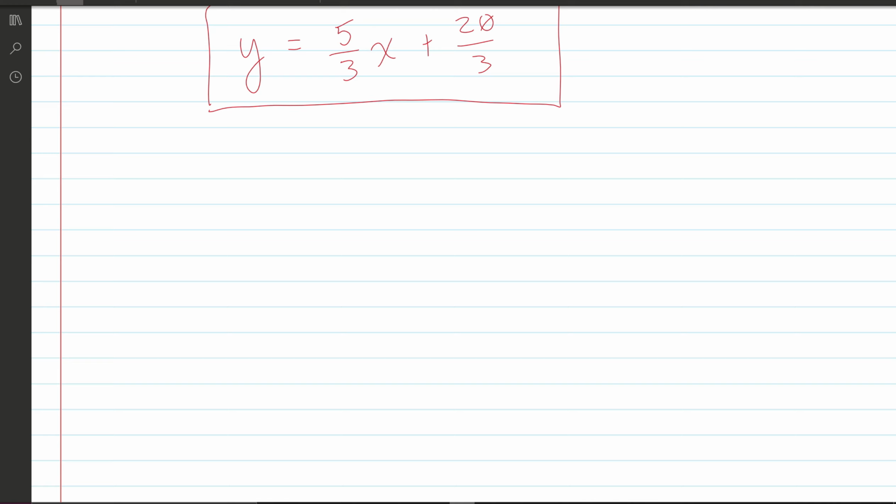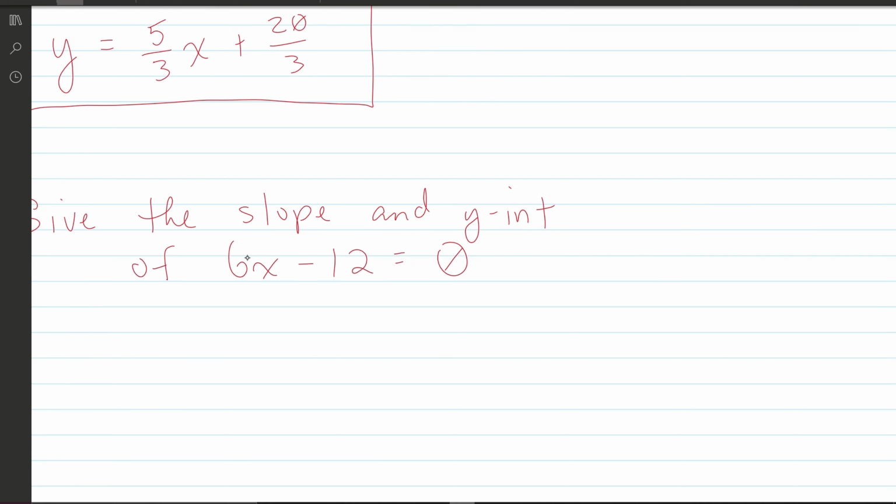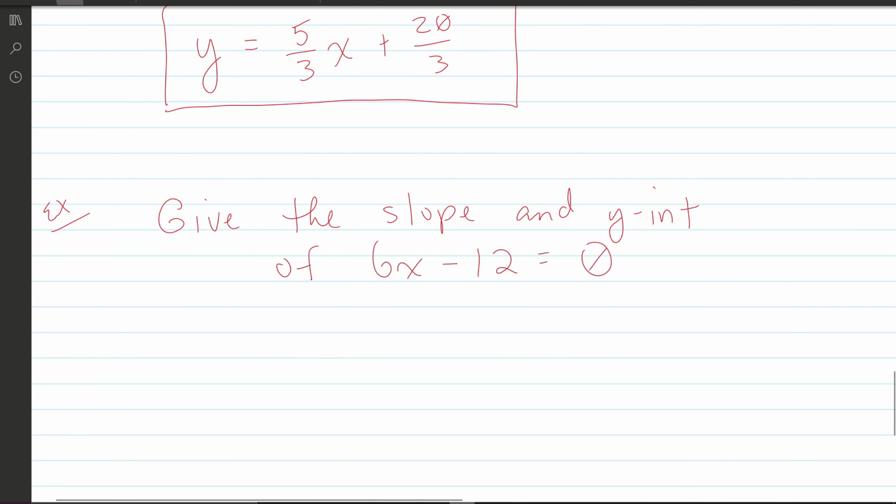Alright, let's go ahead and take a look at another example. Maybe this example will say to give the slope and y-intercept. So give the slope and y-intercept of this equation. 6x minus 12 equals 0. Alright, let's take a look.